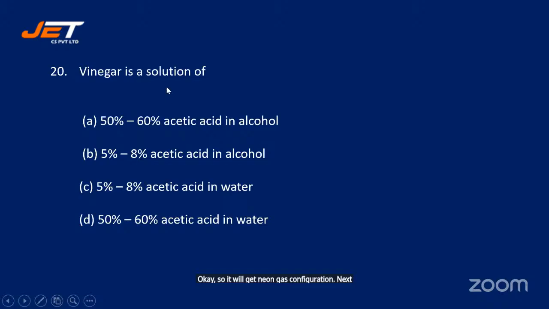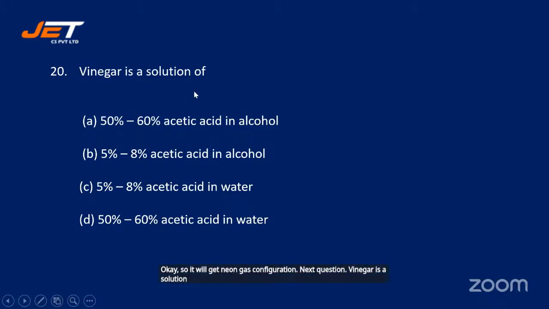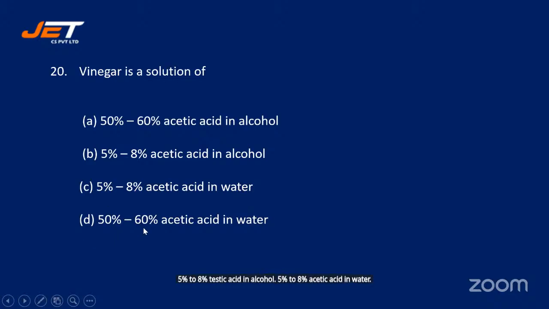Next question. Vinegar is a solution of what? 50% to 60% acetic acid in alcohol, 5% to 8% acetic acid in alcohol, 5% to 8% acetic acid in water, or 50% to 60% acetic acid in water. Which is the right answer? Here's a clue for you. Vinegar is a weak acid, a very weak acid. It is also called glacial acetic acid because of its glass forming nature.